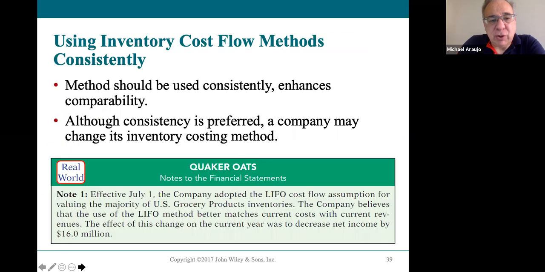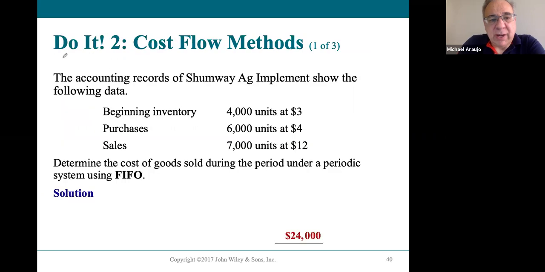Okay, so let me move on to our do it exercise here. Here we have the accounting records for Shumway Agricultural Implement. This is their accounting records. They have beginning inventory, 4,000 units at $3. Okay, Gio has a great question here.